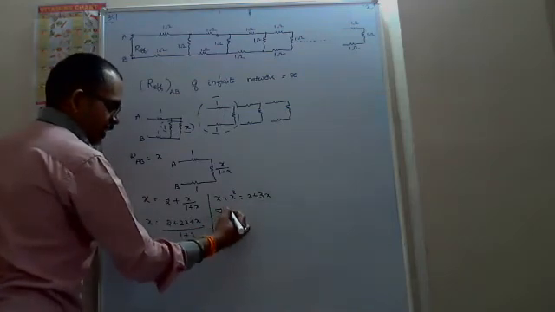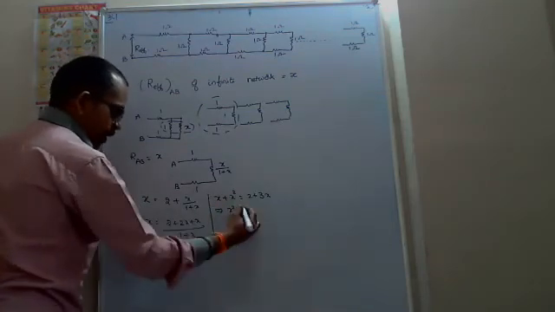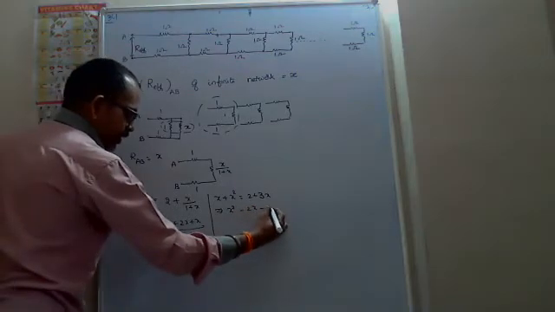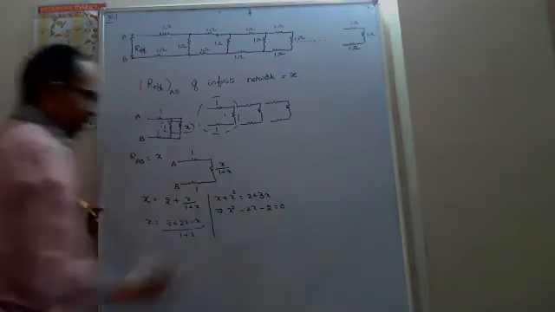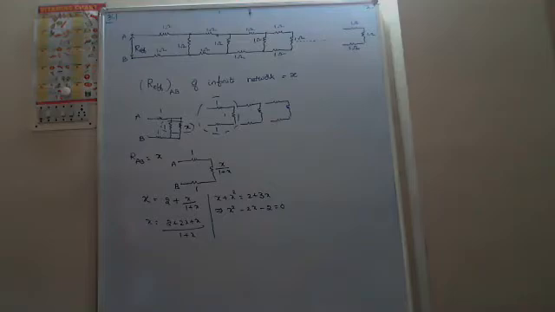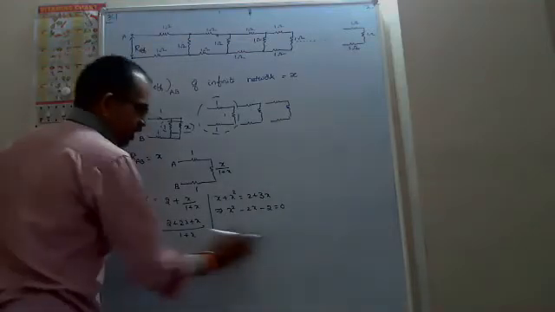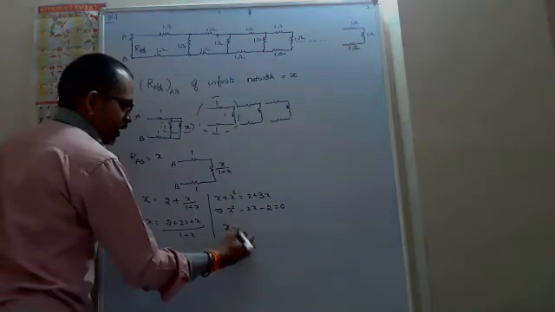Therefore, you are getting one quadratic equation, x square minus 2x minus 2 equals 0, if I am not wrong. Yes, sir. Is it correct, Nana? Yes, sir. Then in this quadratic equation, what is the value of x?